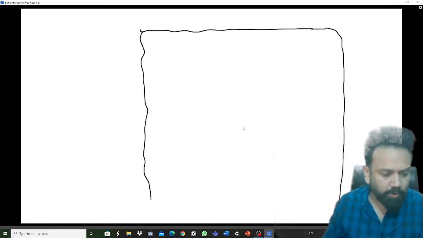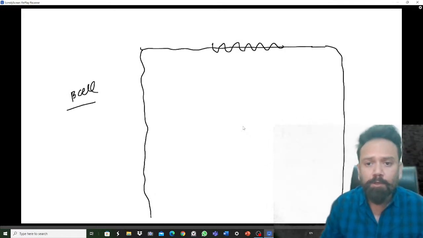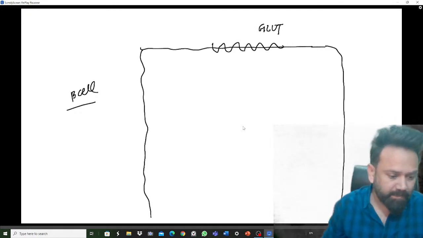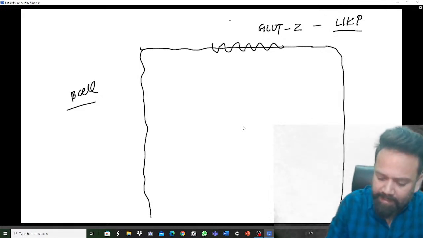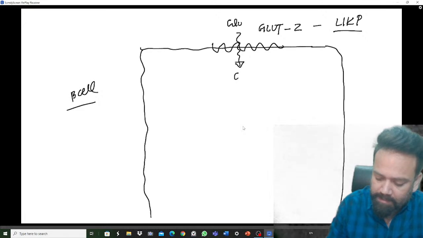Who can tell me, doctors, which GLUT is present on the beta cell? Is it GLUT 1, 2, 3, or 4? It is GLUT 2. GLUT 2 is present in the liver, intestine, kidney, and pancreas. So whatever food we are taking is converted into glucose, that will enter inside the beta cell, and that will be converted into glucose 6 phosphate. We all know this fact, isn't it?